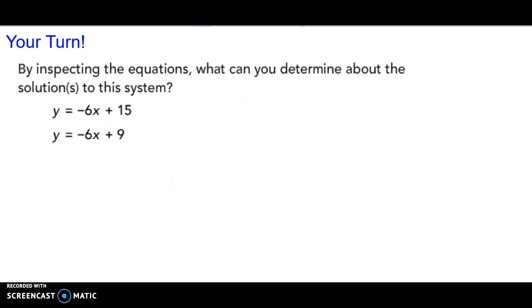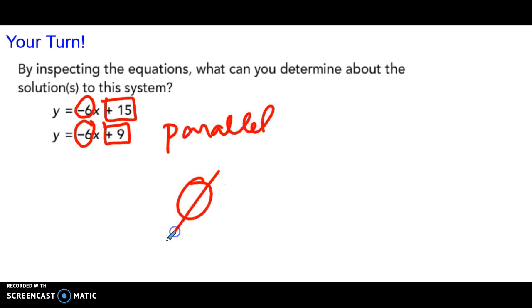As we look at this question, what can you determine about the solutions? Finally, we are in slope-intercept form. So I see my slope is -6 in both equations. My y-intercepts are different, so they're different lines, but they have the same slope, so they're parallel. And parallel lines are always no solution because parallel lines will never crisscross each other.